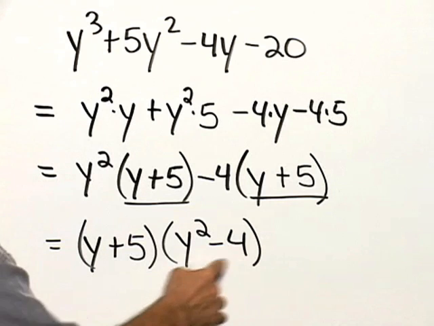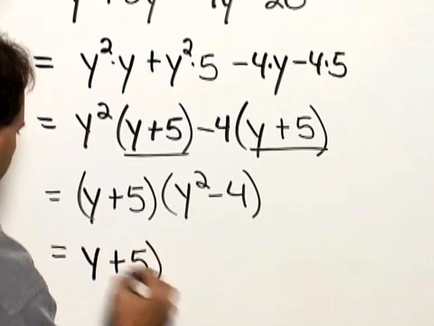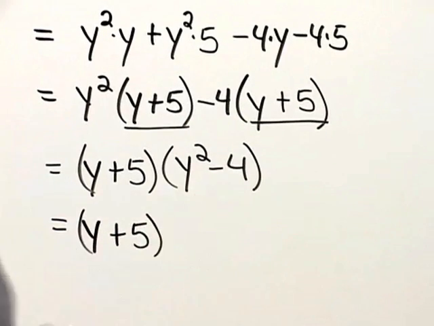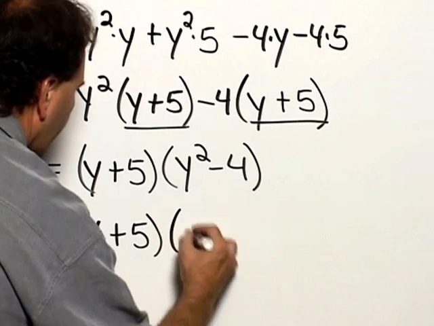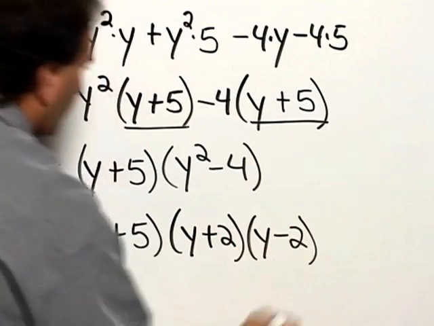But wait, y squared minus 4 can be factored further. So what we have is y plus 5, and you should recognize that as the difference of two squares, and it factors as y plus 2 times y minus 2.